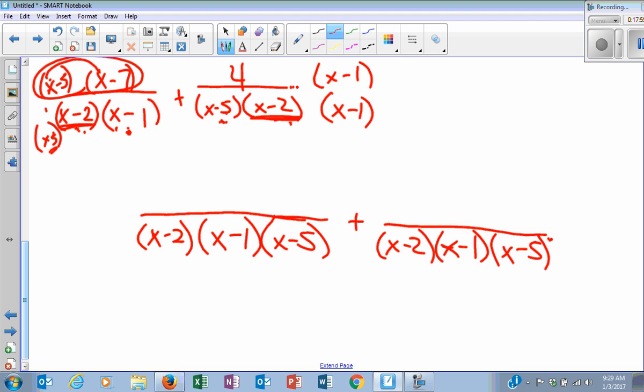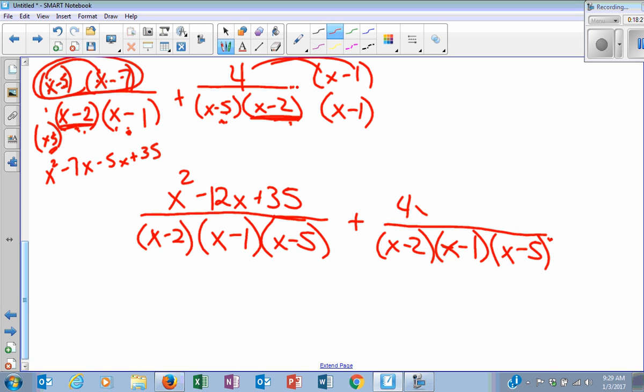So x times x is an x squared. x times that is a negative 7x. This times this is a negative 5x. And this times this is a positive 35. So what do I get down here? It's an x squared minus 12x plus 35. And then when I get over here, I distribute the 4, and it just becomes 4x minus 4.